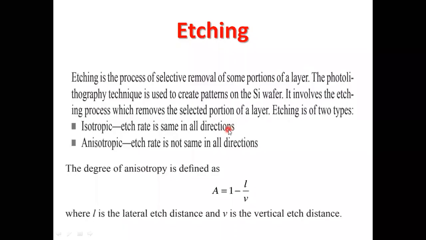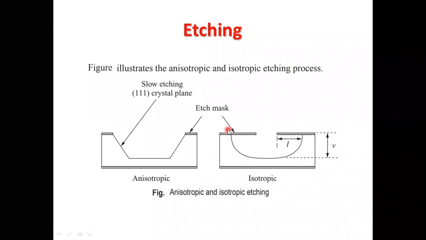Now let us move to the next slide. This figure illustrates the anisotropic and the isotropic etching process. You can see that here this is a slow etching where the crystal plane is 111, and this is the etch mask. Now this one is a V-cut etching and this one is a round etching, and this one is the L and this one is the V.